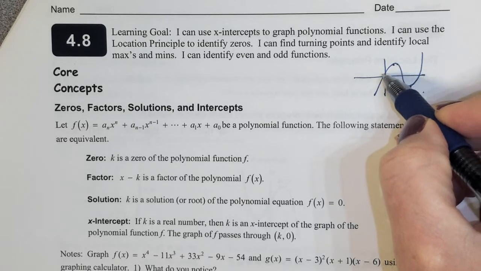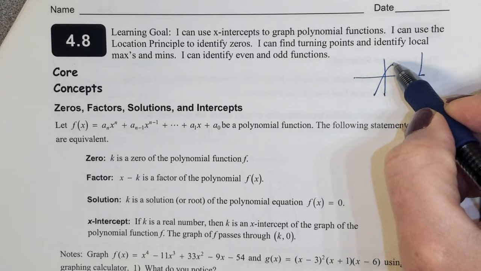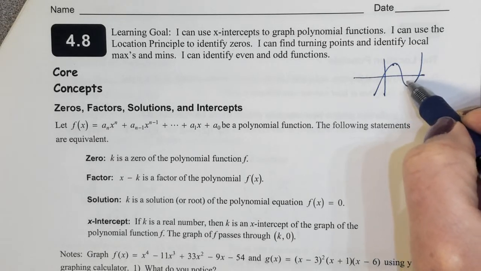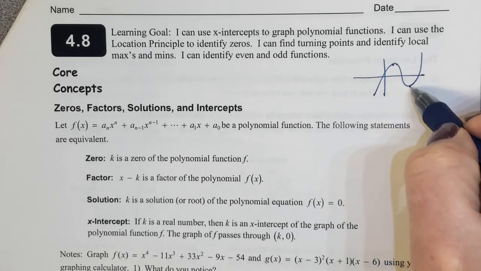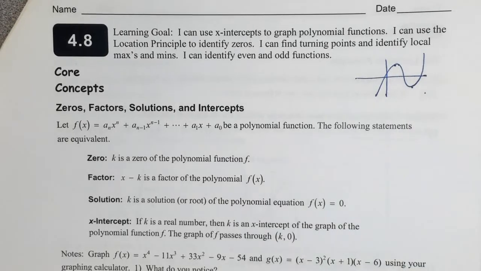The reason it's called a local max is because relative to these points right around it, it's a high point, so it's a local max. We can also call it a relative max. This is called a local minimum. Can also be called a relative minimum. It's a low point compared to those others. So these are not only turning points, but they're also what we call extrema, a max and min.